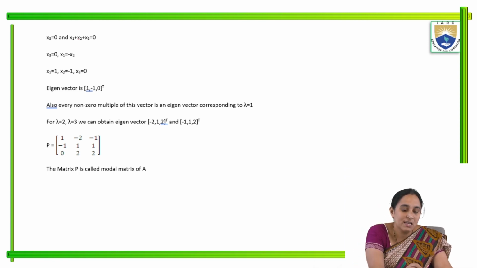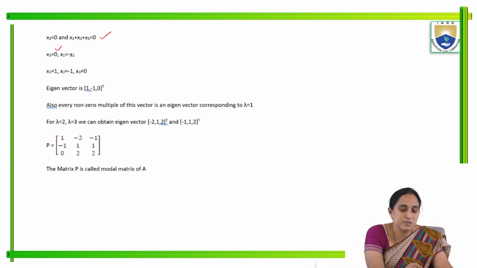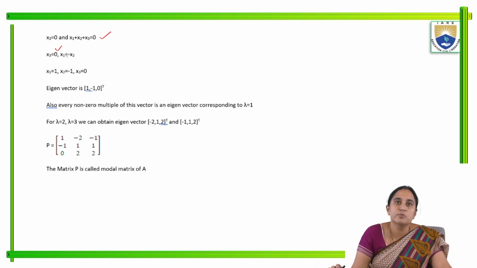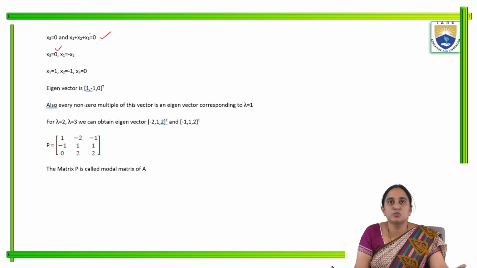Or else, if we know x3 is 0, substitute in the above equation x1 plus x2 plus x3 is equal to 0. From that, x1 plus x2 is 0, so x1 is equal to minus x2. So the values are x1 as 1, x2 as minus 1 and x3 as 0. Or else, if you are confused, we can assume x2 as k.